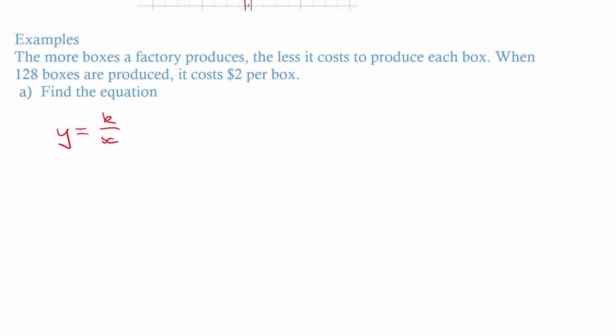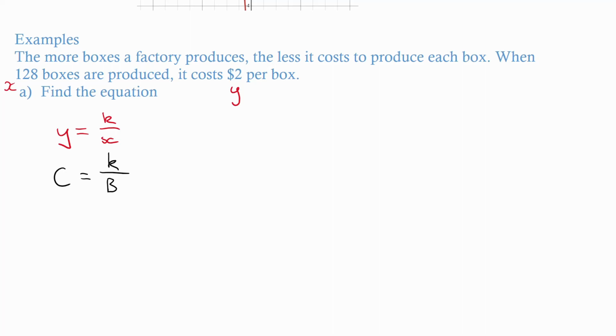Now, in terms of our actual problem, I'm going to say that our y is our money and our x is the number of boxes. So what I could change here, just to make it a little bit more personal to this question, is we could have C for cost, k over B for boxes. Okay? Now we still need to find that constant of variation, that k.